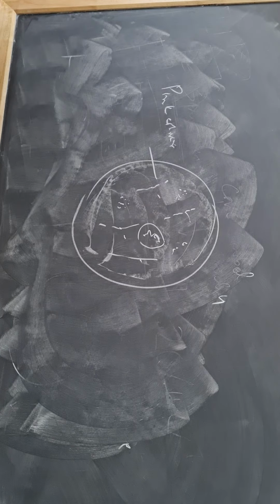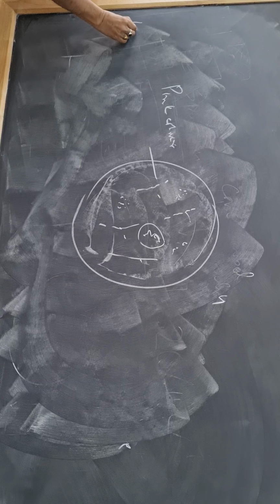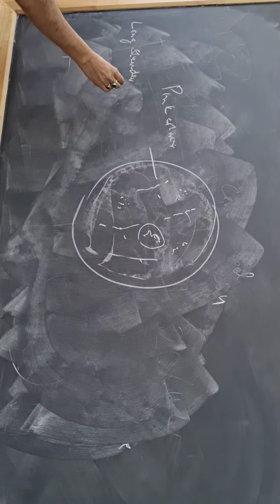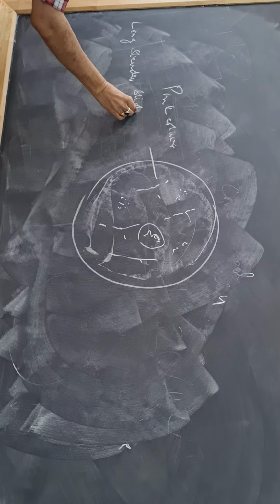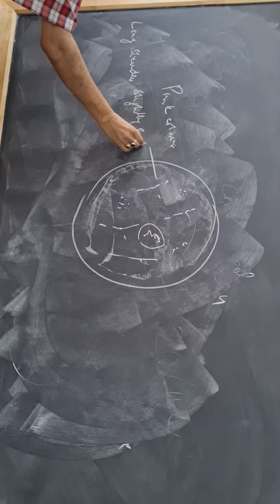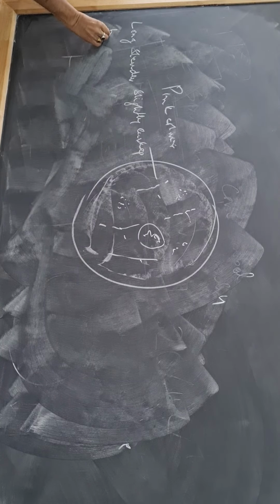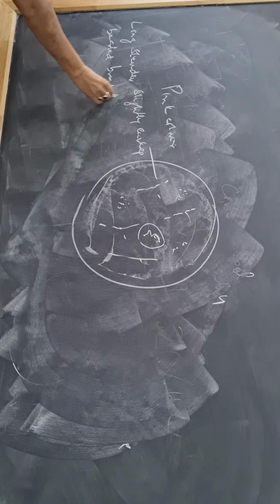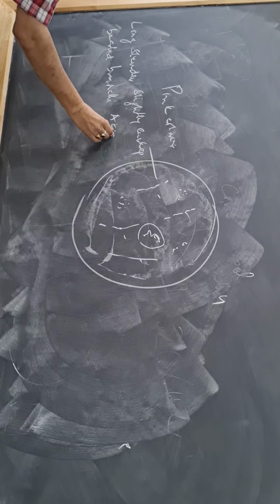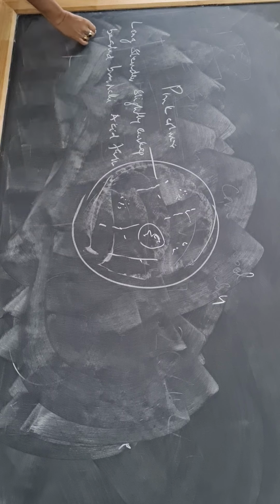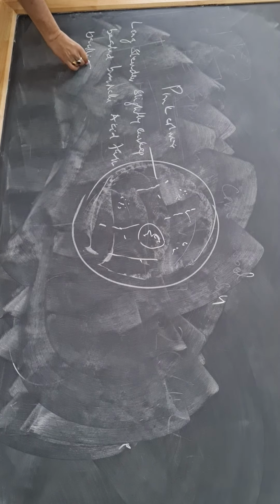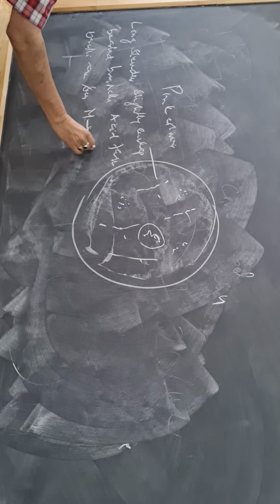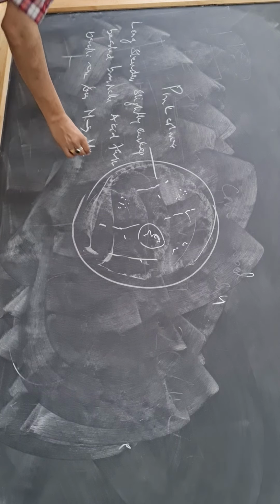Now, once you stain, your report should be: long, slender, slightly curved, beaded, branching, acid fast bacilli are seen, morphologically resembling Mycobacterium tuberculosis.